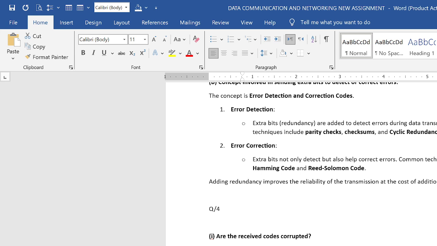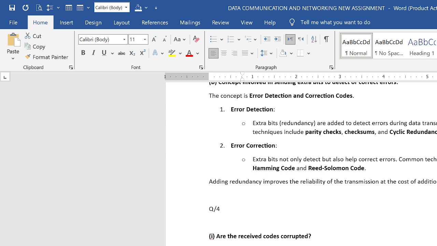The word is not corrupted because the parity matches. Received word 101101, 7 bits. Count of 1s: 5, odd. So the word is corrupted because the parity does not match. Correct codes using the simple even parity method. Introduction to the even parity method.